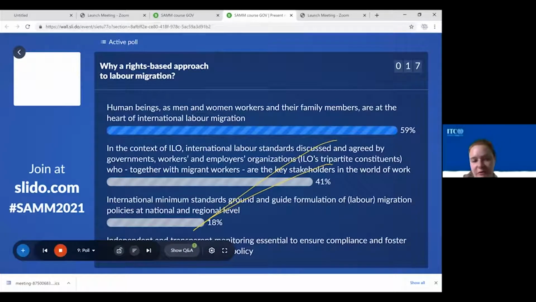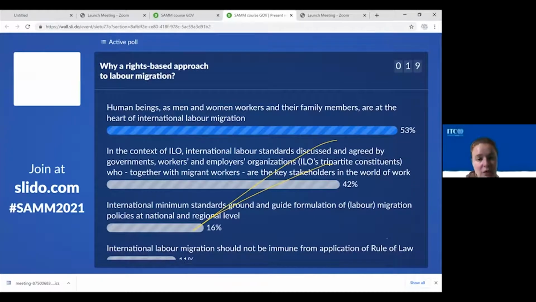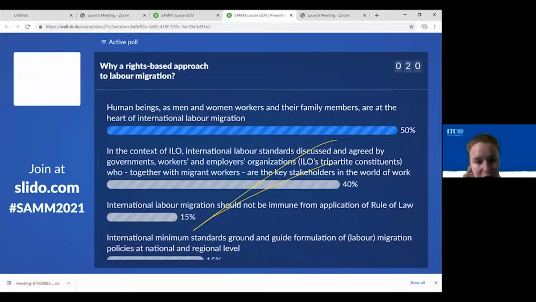What we see so far from your answers, and it's quite interesting, is indeed that at the heart of international labor migration, there are men and women workers and their families who are human beings, and therefore migrant workers should be seen as rights holders, and should benefit from specific rights as workers, but before that as human beings.